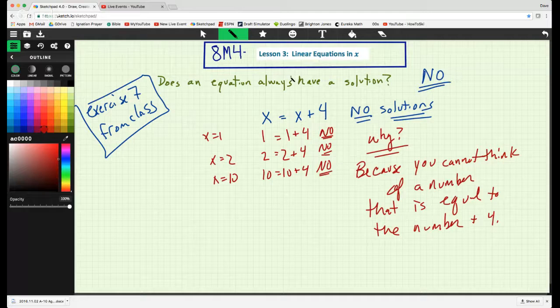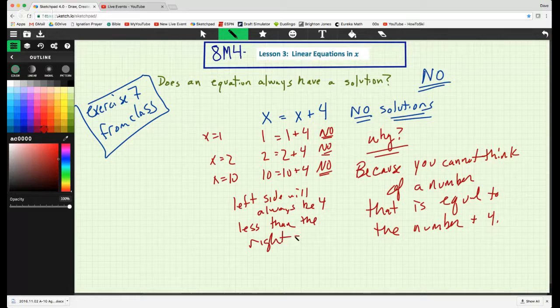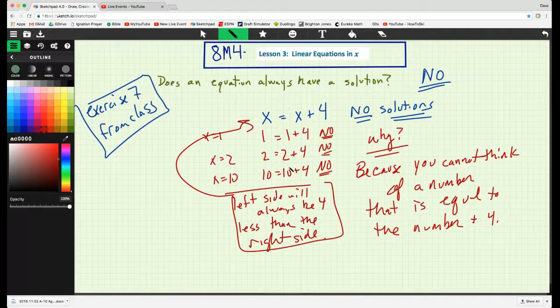No. In fact, the left side will always be 4 less than the right side in this equation. Okay, so does an equation always have a solution? No, it doesn't. So here's an example.